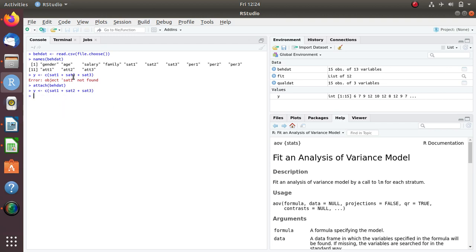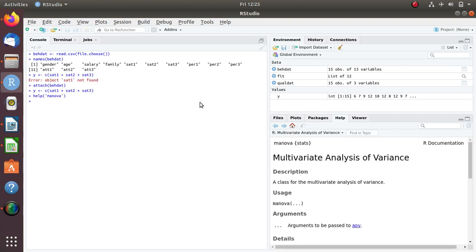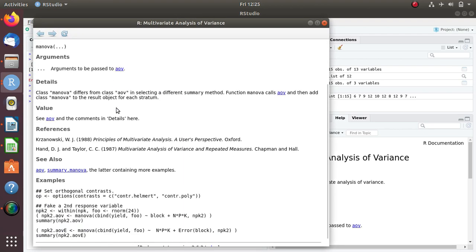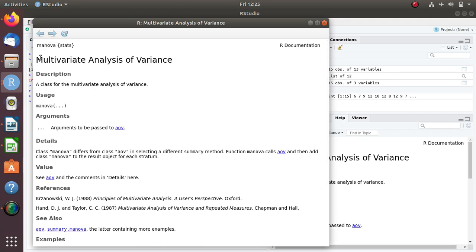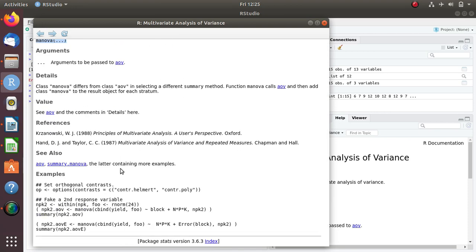Suppose you don't know what MANOVA is, then go for help. If you don't know the syntax for MANOVA, you can do this. You have a help file here. You can read what MANOVA is in R. Till now we read what MANOVA is in general, the methodology behind MANOVA, and now this is the procedure to perform multivariate analysis of variance in R. This is the syntax. You don't have much documentation here.